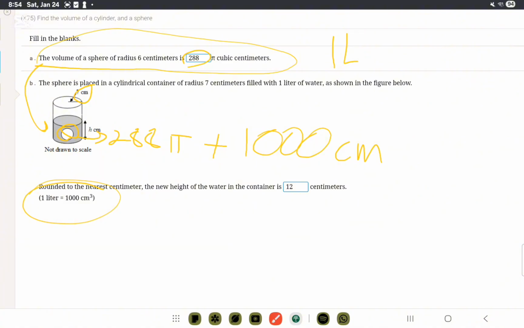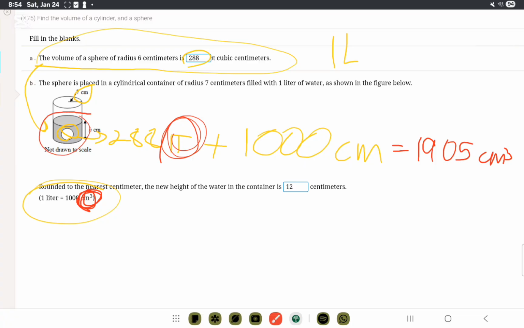On my calculator, I'm gonna do 288 pi. You have to add the pi, it's very necessary. Plus 1000, you get 1905 centimeter cubed. By the way, when you're talking about centimeter cubed, you're always talking about volume. Now we want to find the total volume, which we just did. By doing that, we found the total volume including the liquid. It's like the sphere plus the liquid.